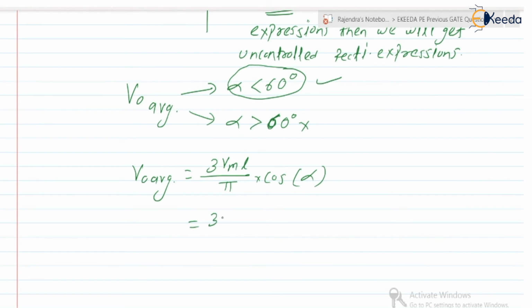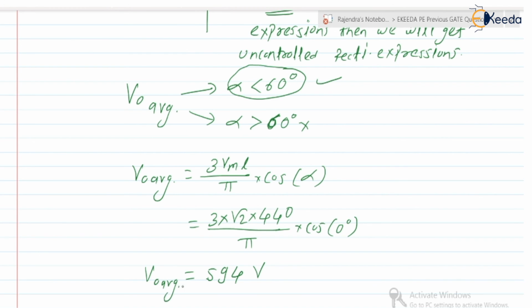So from this we can find the peak. The peak value is equal to RMS into root 2, so it is root 2 into 440 volt, which is the peak value of the line voltage. Divided by pi into cos of 0 degree, so it is 3 VML. So 3 into root 2 into 440 divided by pi into cos 0 is 594 volt. This is the V0 average, that is the DC output voltage.